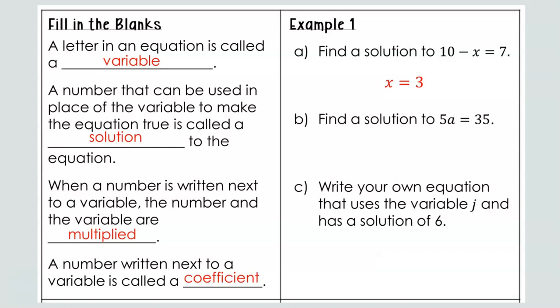Find a solution to 5a equals 35. Again, you're asking yourself, what times 5 gives you that value of 35? In this case, we have 7, so a equals 7.